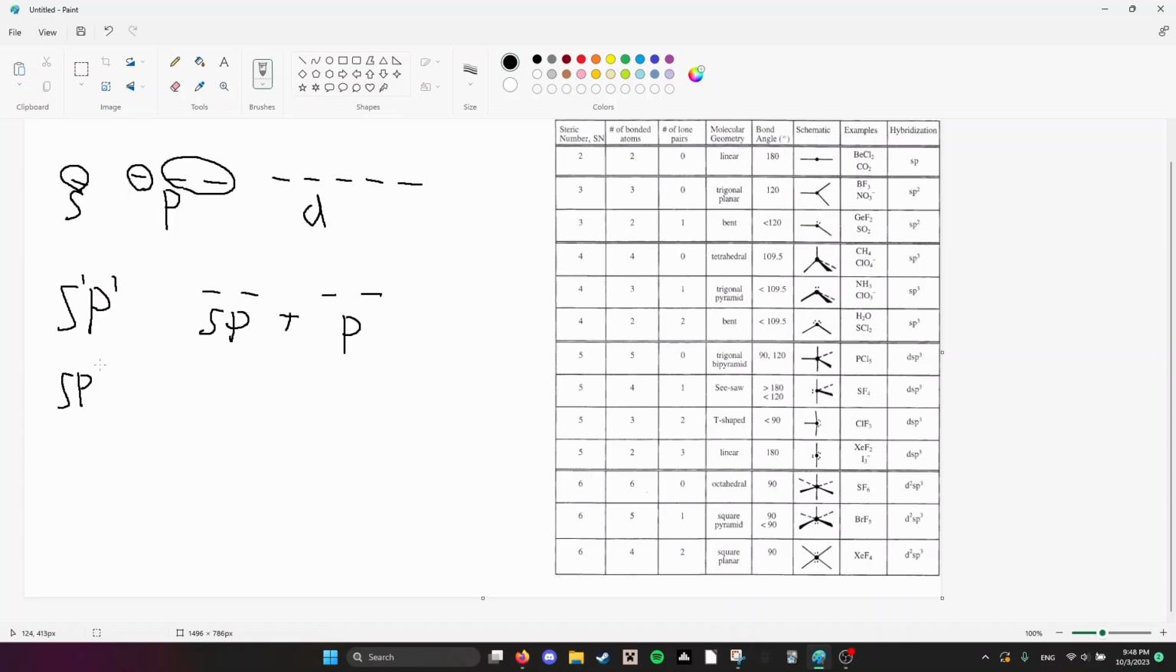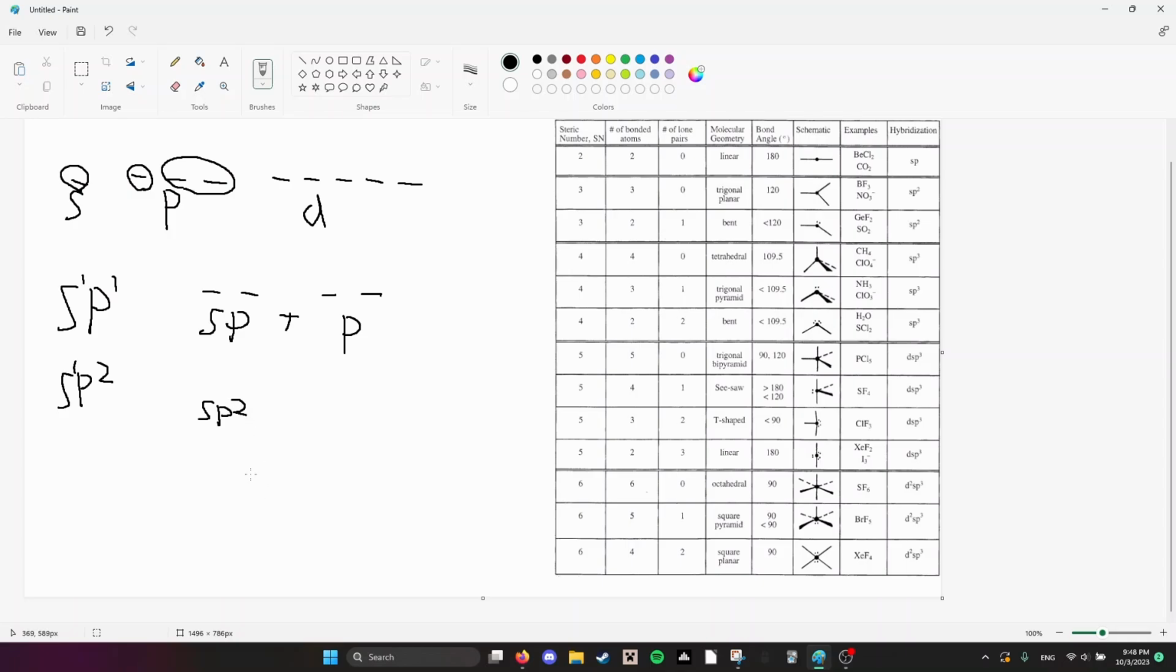Go ahead and write that out. Okay, so again, imagine a little 1 next to your s, because s will always be 1. That's really important to remember. So we have a 2 on p this time. So let's go ahead and write out sp2 right here.